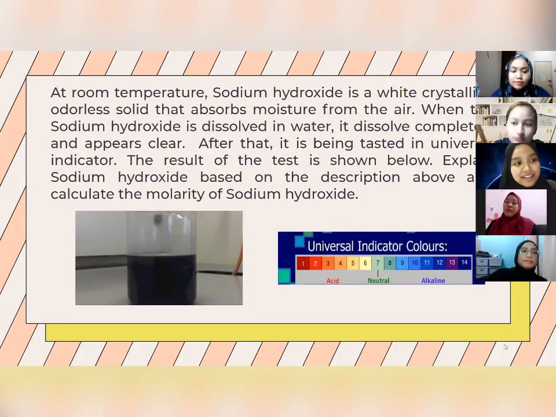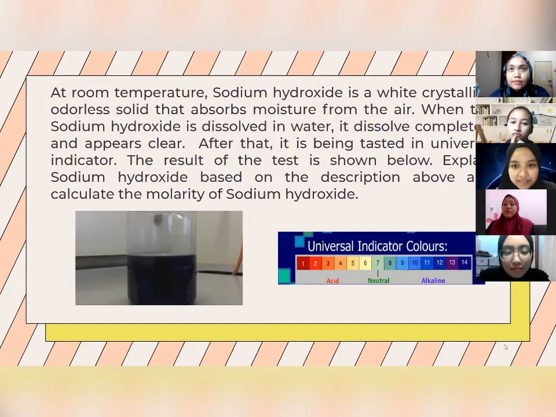Now, we'll do a bit more challenging question. Can I ask Sherry to read the question? At room temperature, sodium hydroxide is a white crystalline odorless solid that absorbs moisture from the air. When the sodium hydroxide is dissolved in water, it dissolves completely and appears clear. After that, it is tested with universal indicator. The result of the test is shown below. Explain sodium hydroxide based on the description above and calculate the molarity of sodium hydroxide.